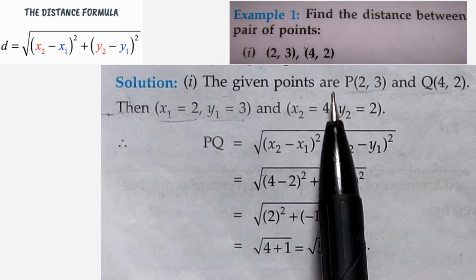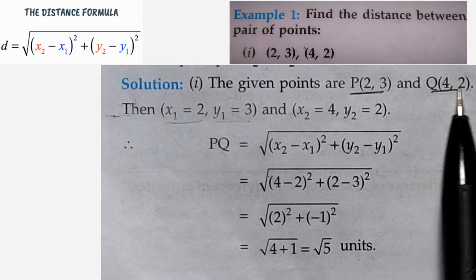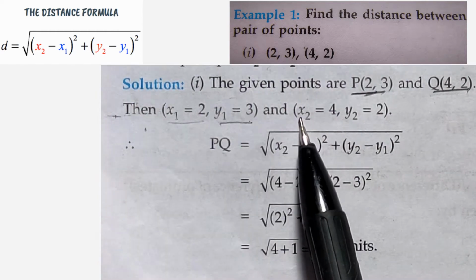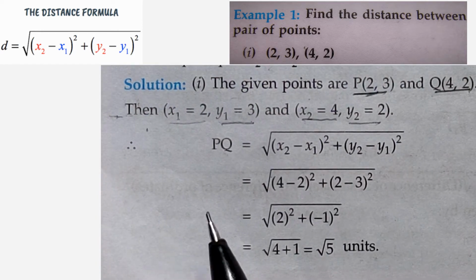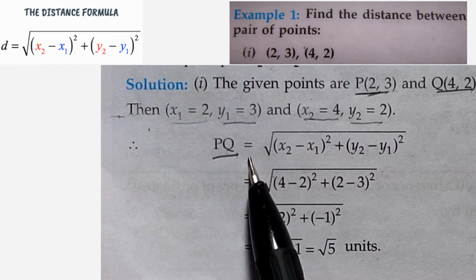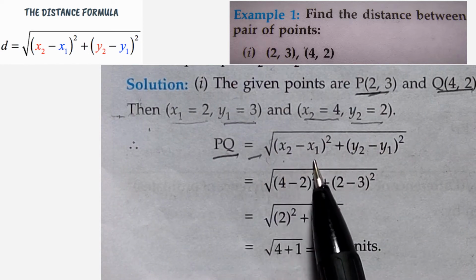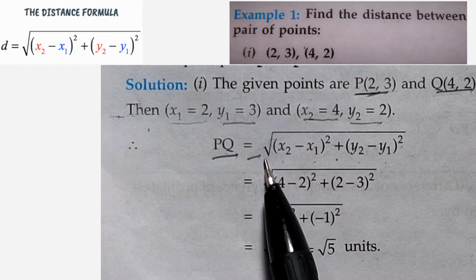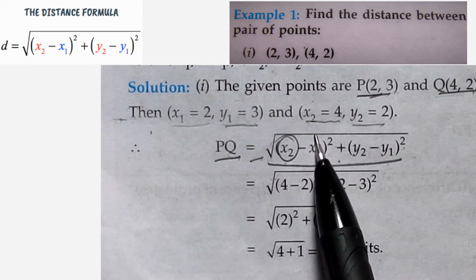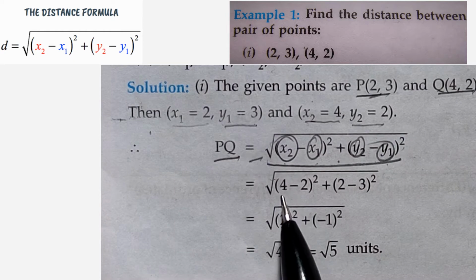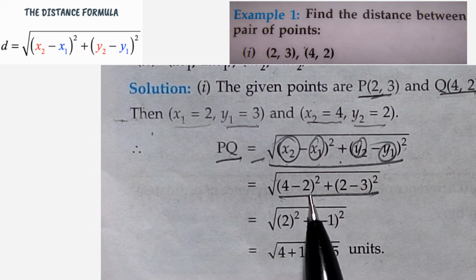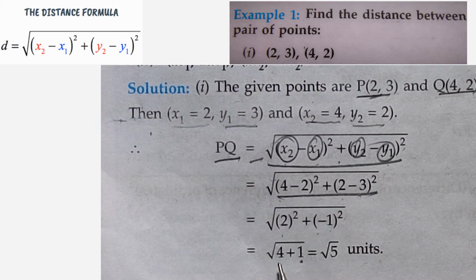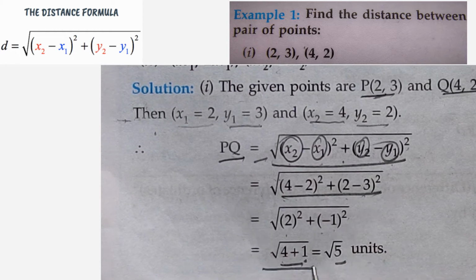So the given points, let's consider them to be P and Q. Here x1 is 2, y1 is 3, x2 is 4, y2 is 2. So the distance PQ is equal to the square root of (x2 minus x1) whole squared plus (y2 minus y1) whole squared, which is nothing but our formula. Then we substitute the values and we get this. Solving this, 4 minus 2 is 2, 2 squared is 4, and 2 minus 3 is minus 1, squared is 1. 4 plus 1 equals 5. So the answer is square root 5.